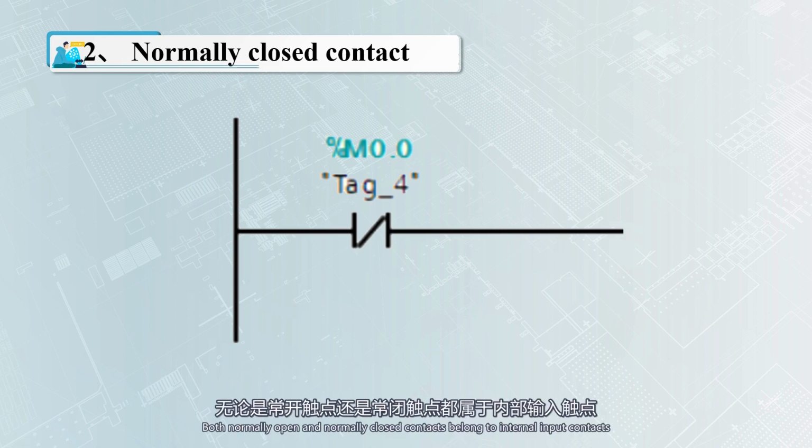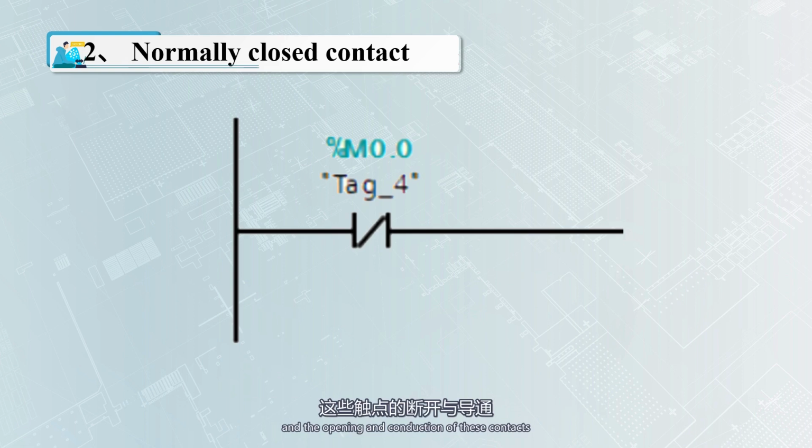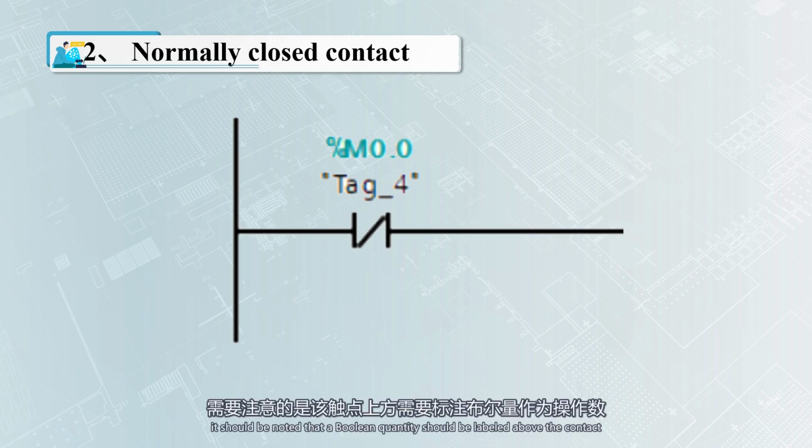Both normally open and normally closed contacts belong to internal input contacts, and the opening and conduction of these contacts are only related to the bits corresponding to the register and are not related to the normally open and normally closed external input buttons, contactors, and relays. When designing a program, it should be noted that a Boolean quantity should be labeled above the contact as the operand to indicate which variable is the normally open contact.